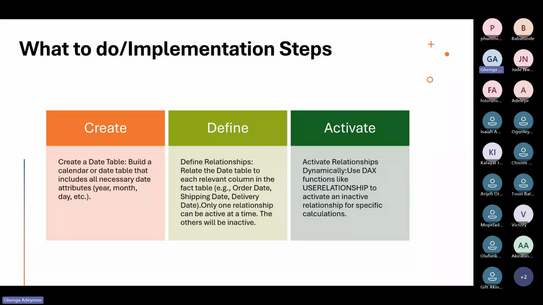And what you now need to do is to activate those inactive relationships by using that function called USERELATIONSHIP. And with that, you can dynamically modify your filter context to transition properly, right? To give you your desired results.